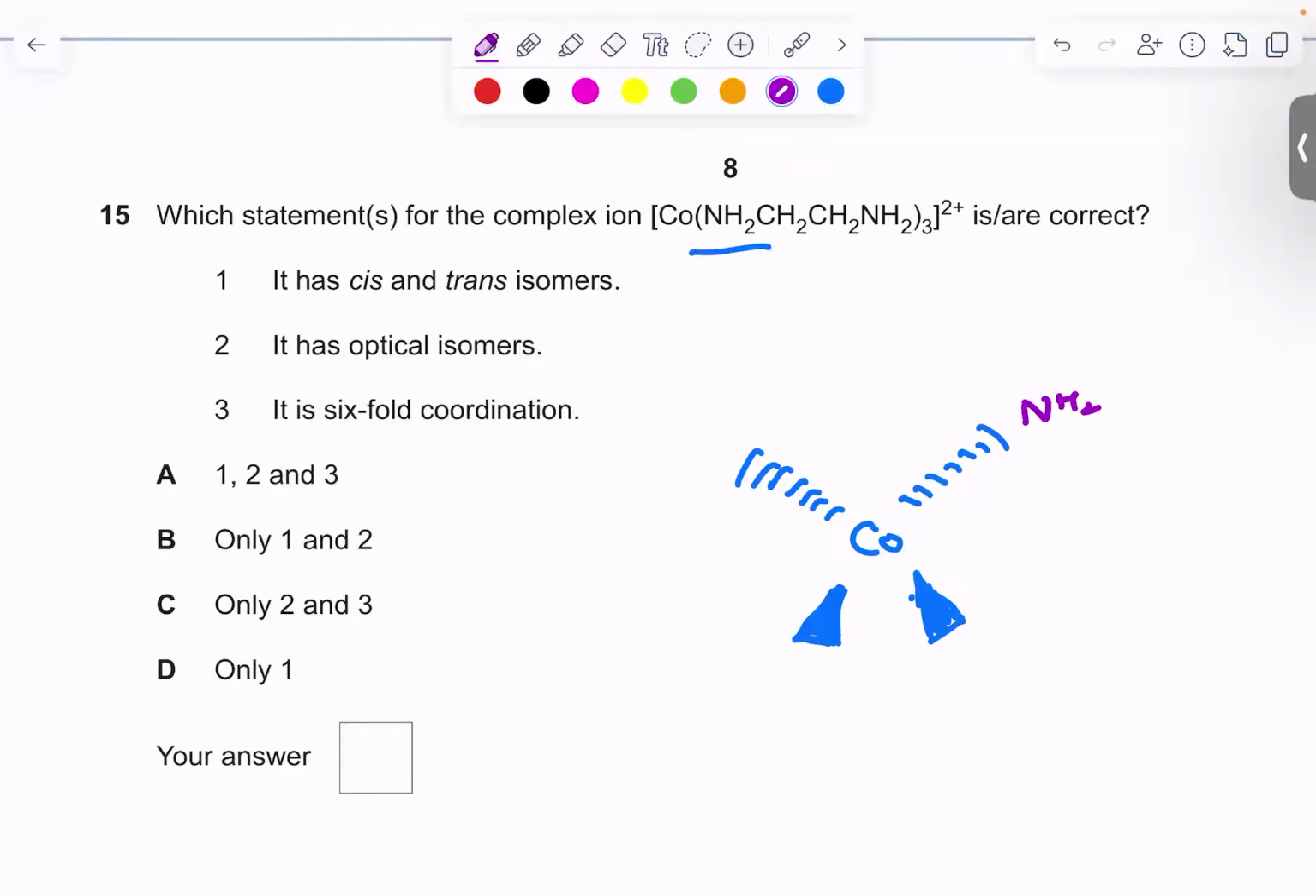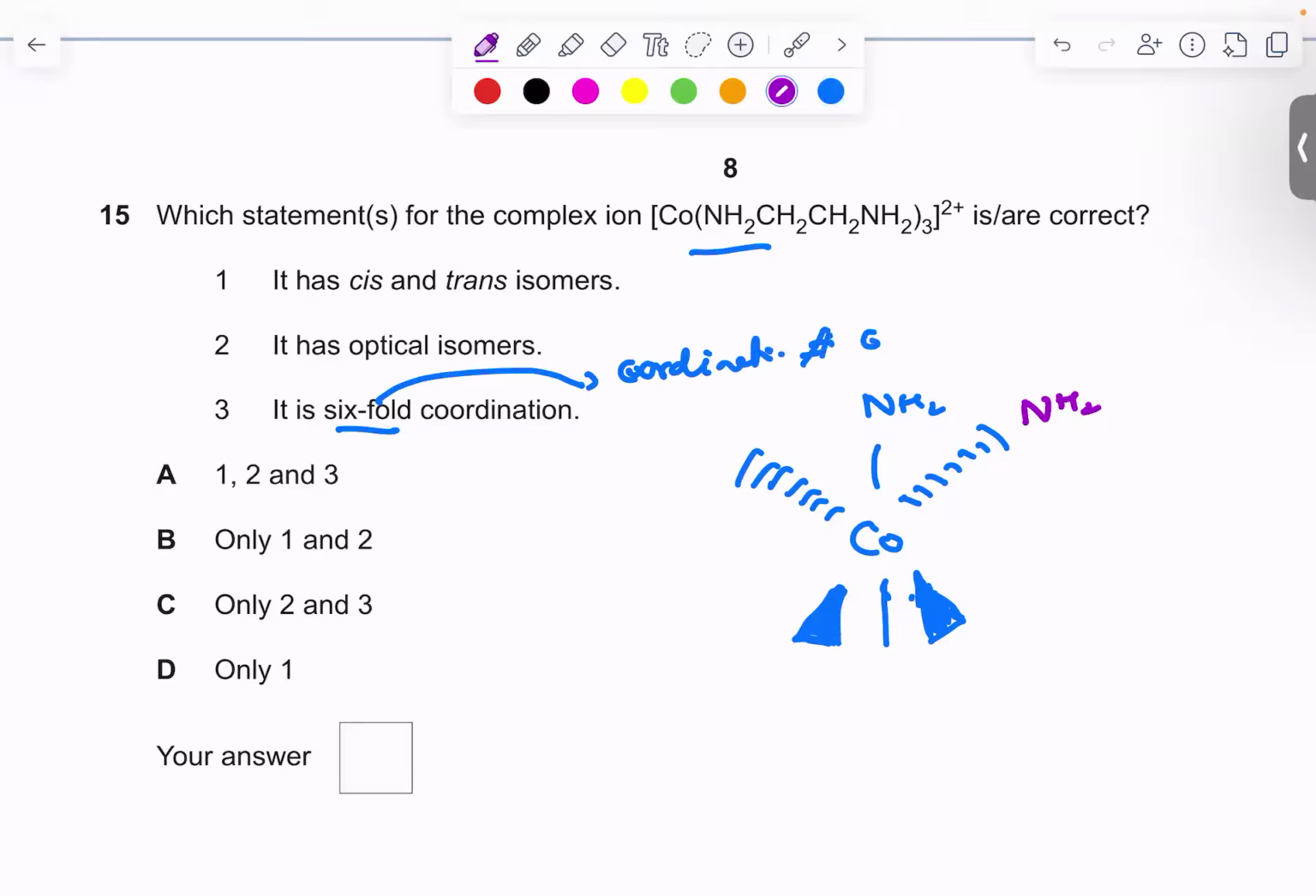Oh, NH2. Miss Shubnam, quick question. What does it mean if it has six-fold coordination? Six coordination number. What do you mean by this? No, it says it. Okay, fine. I'm going to discuss it. Let me just make it, then I'll tell you. So this is NH2. The six coordination, six-fold coordination number means coordination number is six.